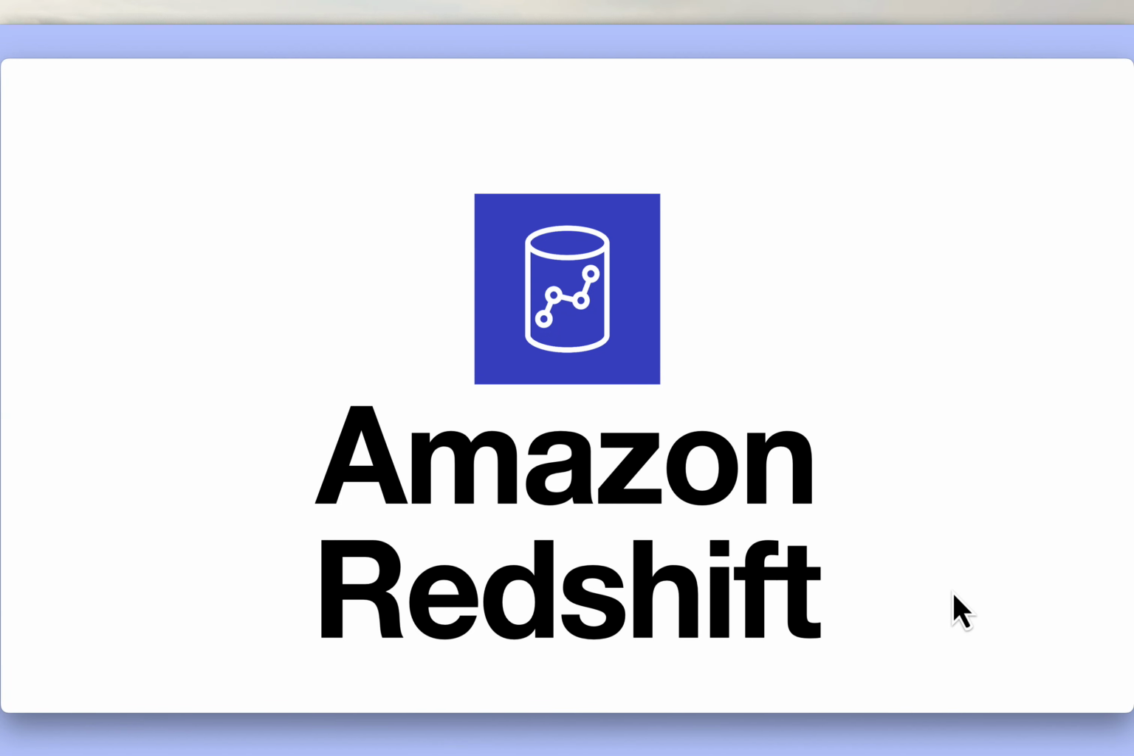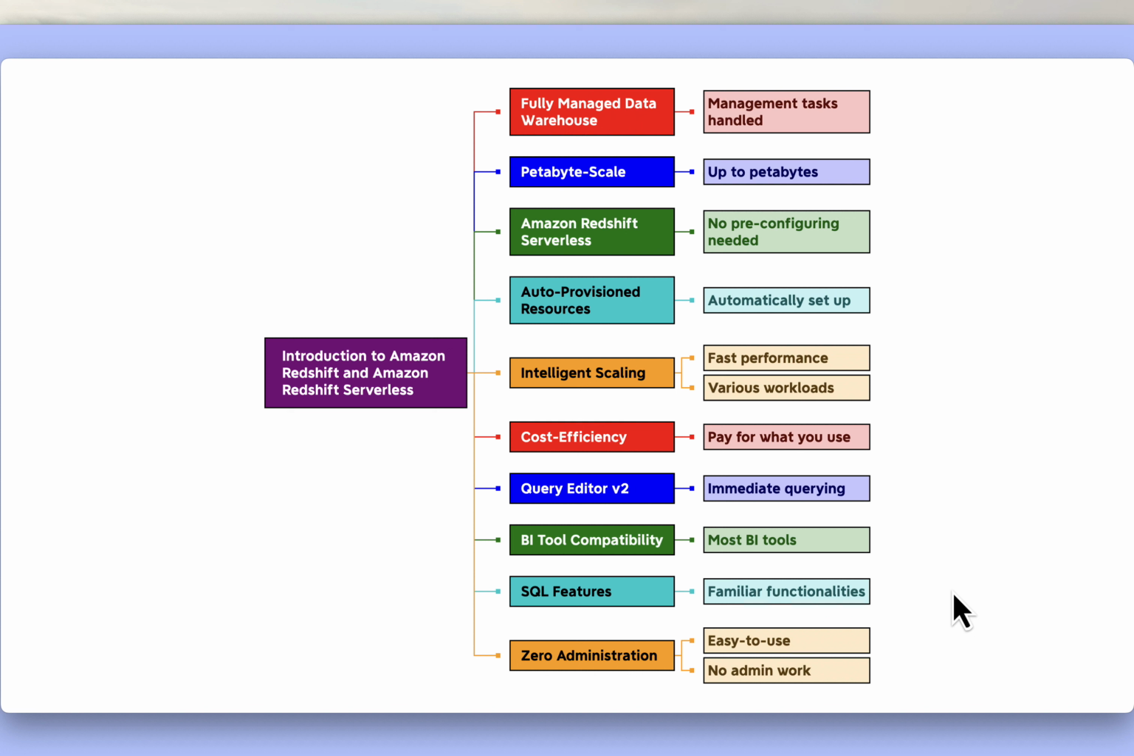Amazon Redshift. Introduction to Amazon Redshift and Amazon Redshift Serverless. 1. Fully managed data warehouse. Amazon Redshift takes care of management tasks so you don't have to. 2. Petabyte scale, capable of handling vast amounts of data up to petabytes. 3. Amazon Redshift Serverless, allows querying without the need for pre-configuring a data warehouse.